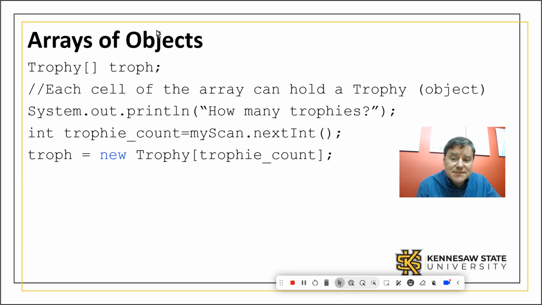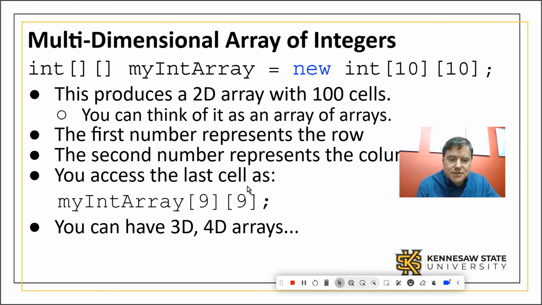Alright, and the next thing to say is that arrays can be of type object as well. So if we have a class Trophy, you could have an array of trophies. That's done with the name of the type, which in this case is an object, square brackets, and then a variable name. Each cell of this array would be able to hold a trophy, whatever a trophy might be. And so you can then create an array of a specific size. What we're asking is how many trophies do they want to store, and then we say equals new Trophy, and then the size that they gave us to say how many we're going to create.